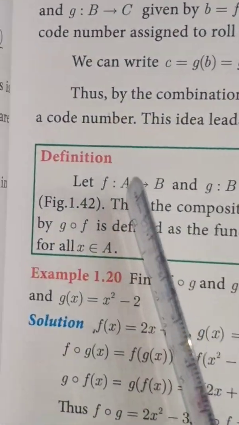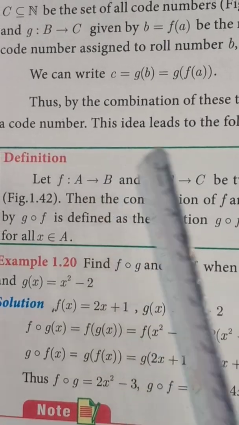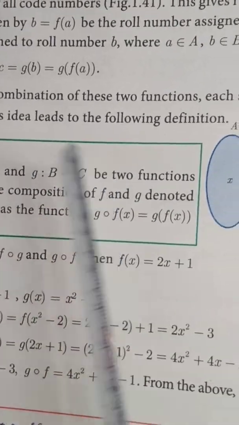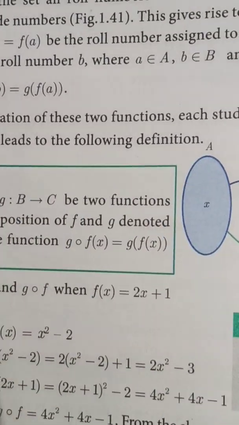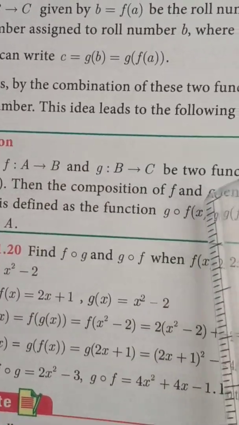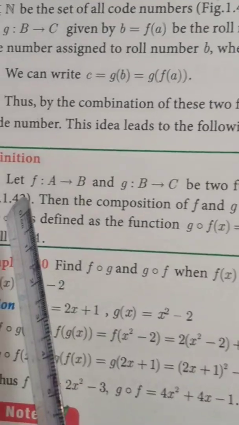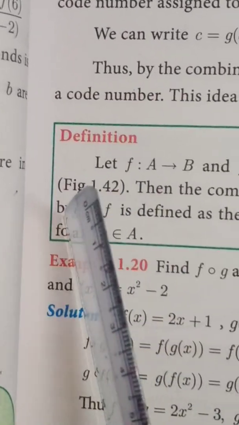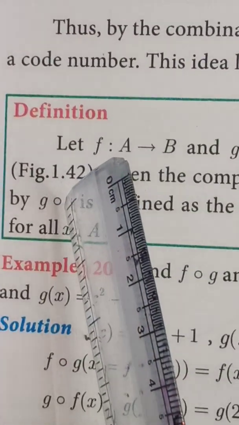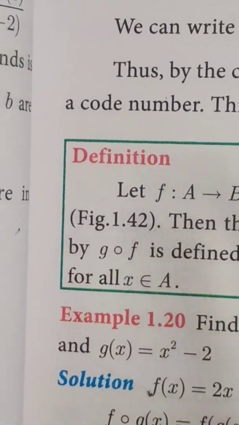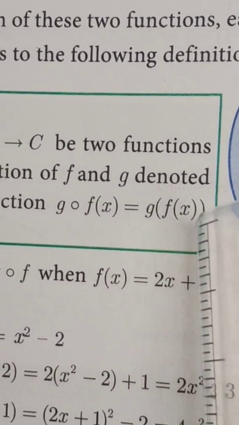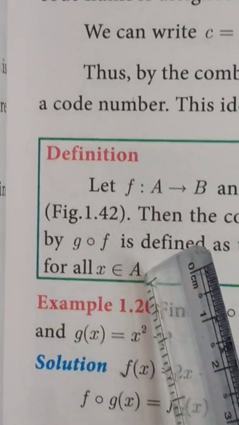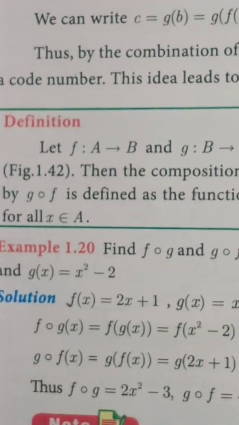Let the function f from A to B and the function g from B to C, where A, B and C are sets, be two functions, one is f, another one is g. Then the composition of f and g is denoted by g composite f. In short form we can say g dot f. It is an operation like addition, subtraction. So how to read g composite f, otherwise g dot f? It is defined as the function (g dot f)(x) equals g(f(x)) for all x belonging to the set A. It's the definition of a composition of two functions.